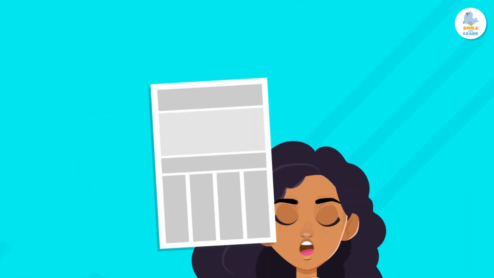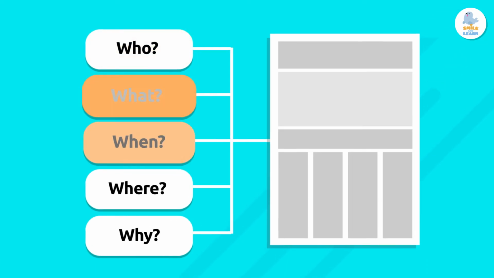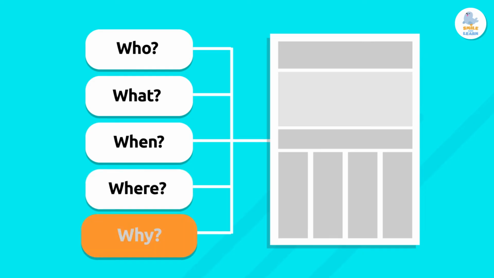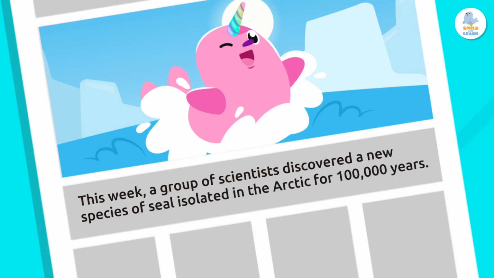The introduction should always answer 5 questions: who, what, when, where, and why, to give us the most complete information possible. For example, this week, a group of scientists discovered a new species of seal isolated in the Arctic for 100,000 years.